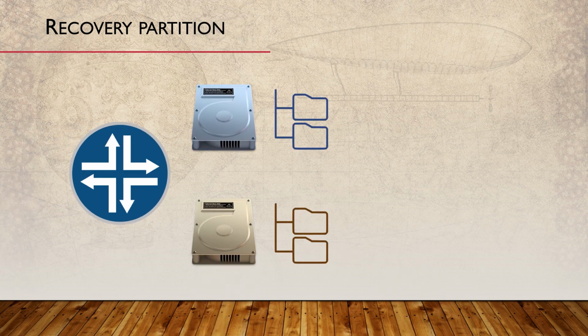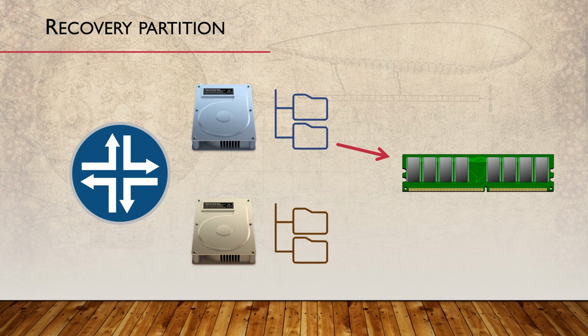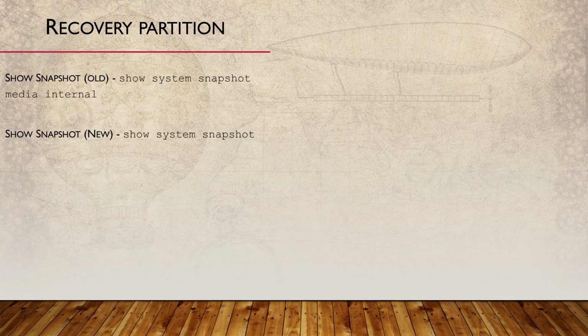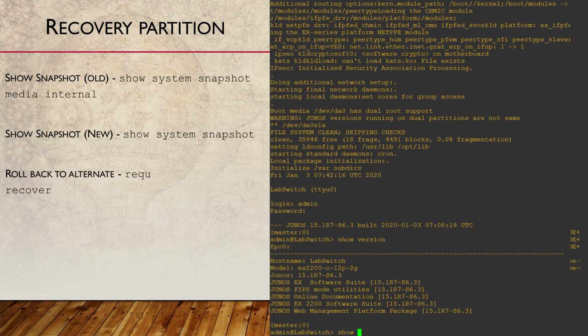They have a primary and alternate partition for the operating system. If the primary is corrupt, it can boot from the alternate. We can then recover the primary partition ourselves, or depending on configuration, Junos may be able to recover the primary on its own. The version of Junos running on the recovery partition is called the recovery snapshot. The snapshot commands can vary a bit depending on the version of Junos.